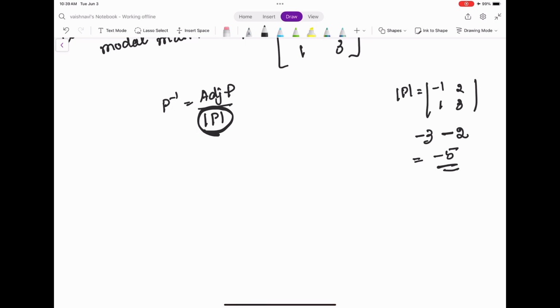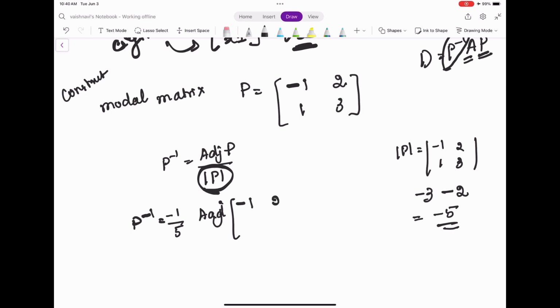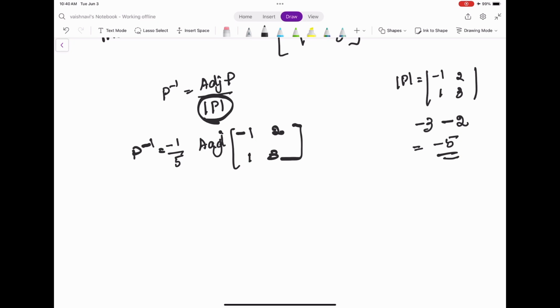So it is nothing but P inverse, right? P inverse is equal to minus 1 by 5 times the adjoint of P. How to find the adjoint of P? The adjoint of P is nothing but the matrix we have, that is minus 1, 2, 1, 3. In a 2 cross 2 matrix, it is very easy to find the adjoint. You just have to interchange the diagonal elements, that is minus 1 and 3, and you have to change the signs of the elements 1 and 2, in a 2 cross 2 matrix.